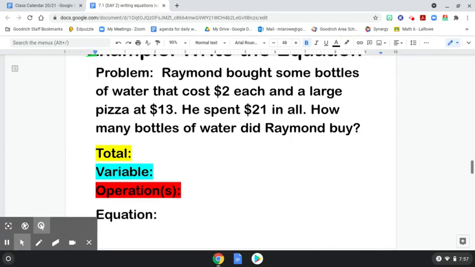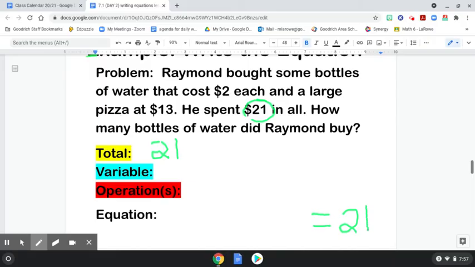I see that Raymond bought some bottles of water. The water was $2 each. And then he also bought a large pizza at $13. He spent $21 in all. So how many bottles of water did he actually buy? Well, my total spent for Raymond is $21. So that's going to be one side of my equation.